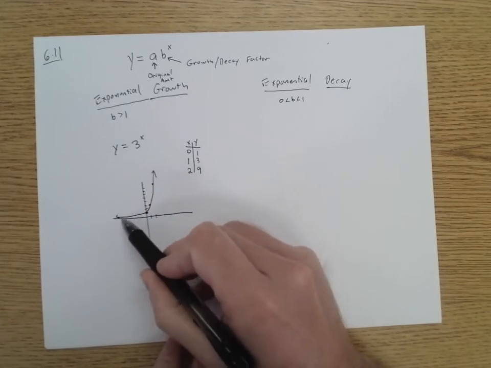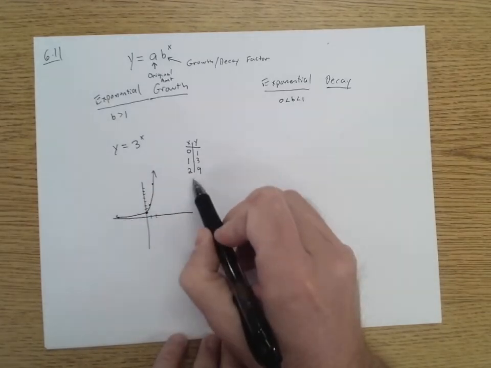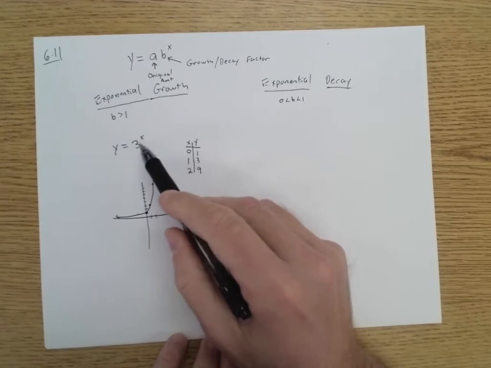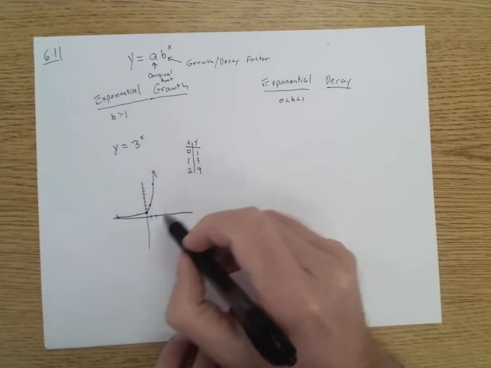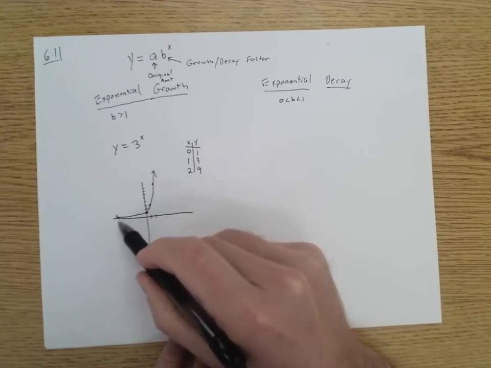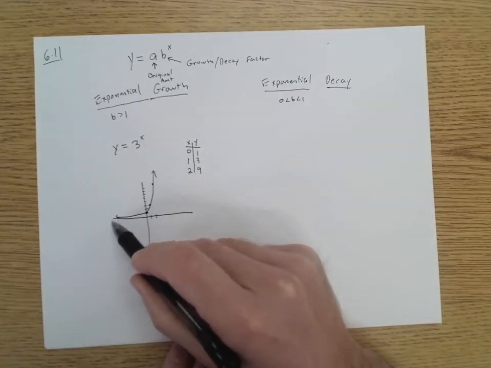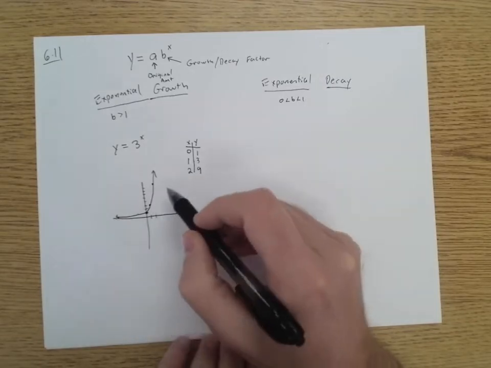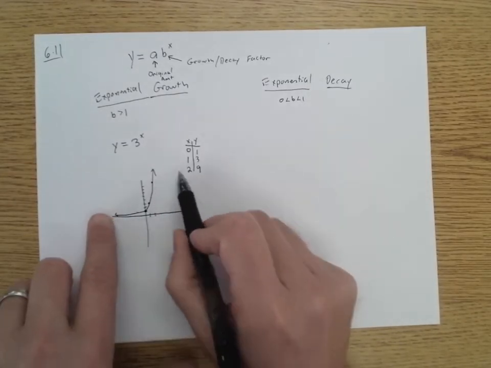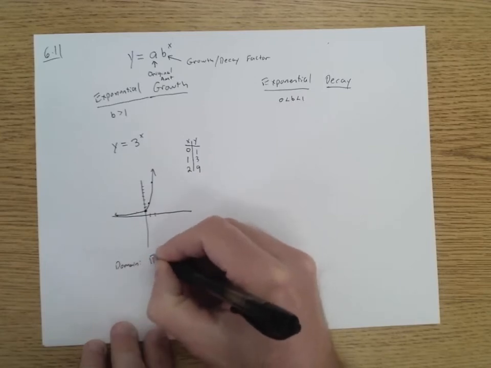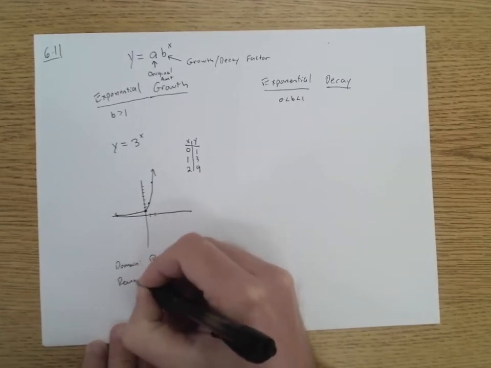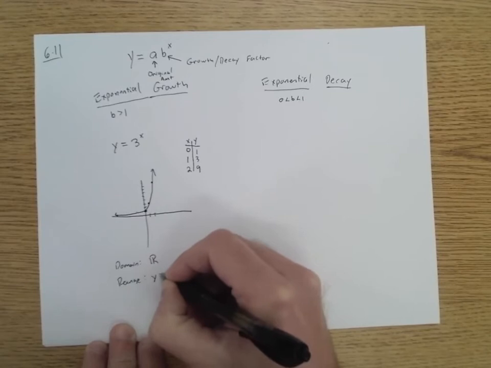Now, a couple things. We didn't put in any negative values, but we could. If we put in -1, 3 to the power of -1 would be 1/3. If we put in -2, 3 to the power of -2 would be 1/9. Those get to be very small decimals. This graph will never touch the x-axis. The y value will never actually equal 0. It'll always be greater than 0. And theoretically the graph will expand. So the domain for this graph is all real numbers. The range is y is greater than 0.